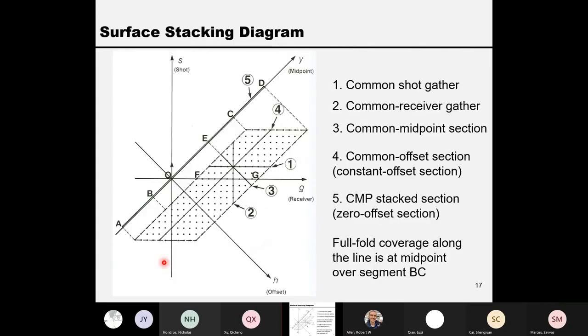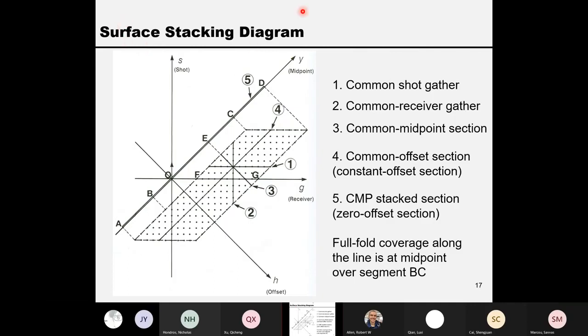This is a stacking diagram. Stacking diagrams have two types. One is the surface stacking diagram. We analyze everything on the surface because, as I said, the CMP concept is related to the acquisition geometry on the surface. The subsurface diagram is second. The subsurface diagram is slightly complicated, but if we understand this concept, it will be easy to analyze. Both do the same thing. That's why people also invented the subsurface diagram. Basically, they try to link this concept to the subsurface reflection point. Again, that's only an assumption, only for flat horizontal layers.